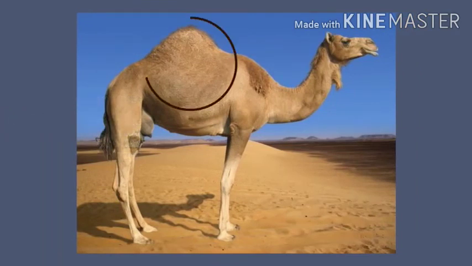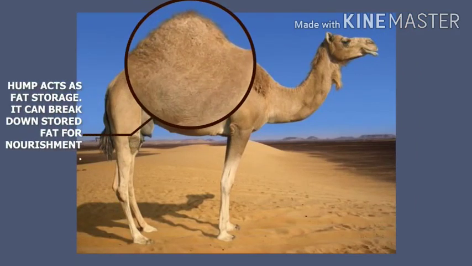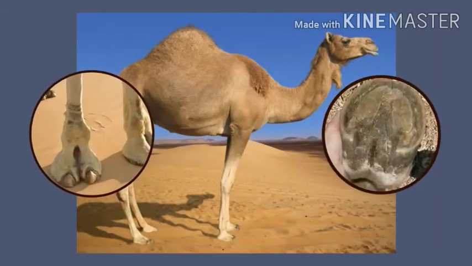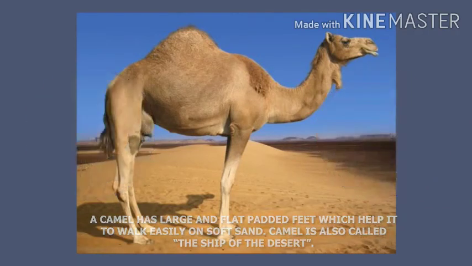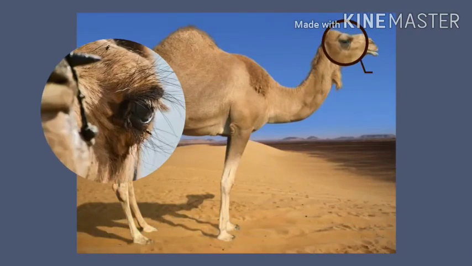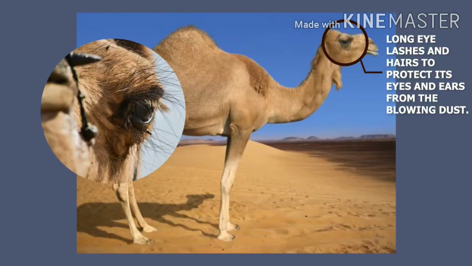On the back of the camel, there is a hump which acts as fat storage. In case of emergency, camels break down stored fat for nourishment. This way camels overcome the problem of food shortage. A camel has large and flat padded feet which help it to walk easily on soft sand. Camel is also called the ship of the desert. Camel has long eyelashes and hairs to protect its eyes and ears from the blowing dust. It can also keep its nostrils closed to avoid dust. These modifications keep the camel protected from sandy wind.